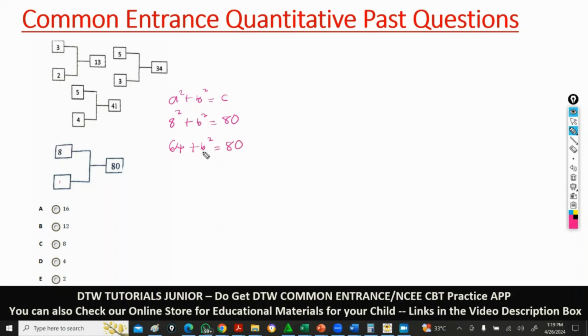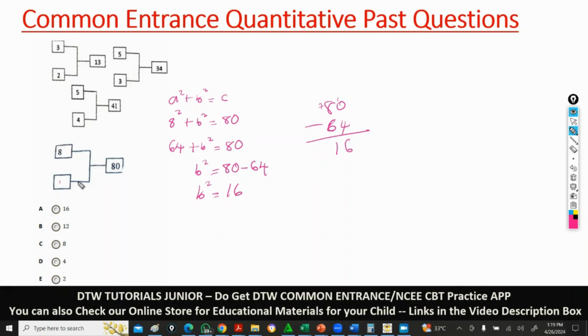So what would I do? To get B, we'll make B stand alone here. So let's take 64 to the other side. So we have B square. Taking 64 to the other side means we're going to subtract. So we do 80 minus 64. Let us do 80 minus 64 together. So we can take away 4 from 0. We borrow a 1, so we have 10. 10 now minus 4, we have 6. What do we have left here? We have 7, and 7 minus 6 is 1. So B square is equal to 16.